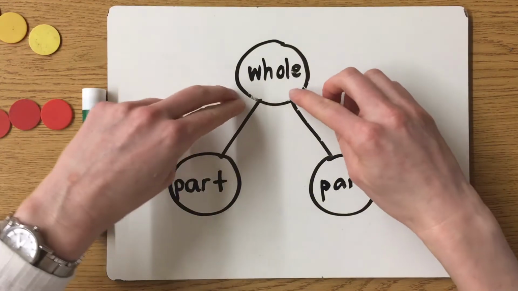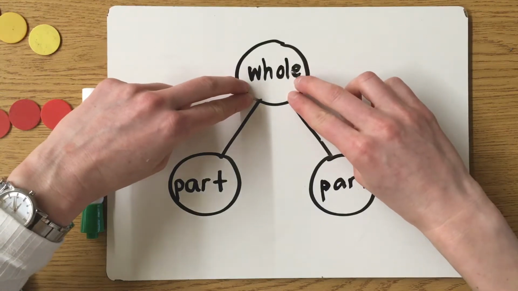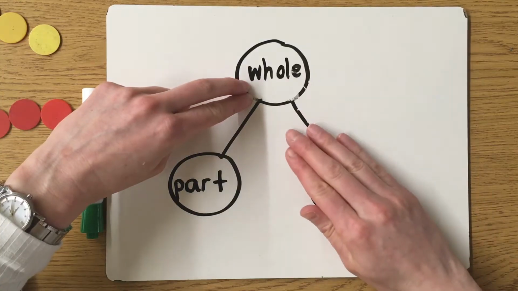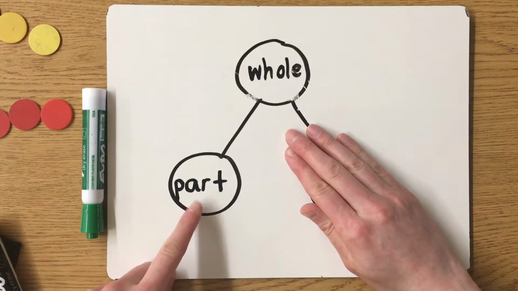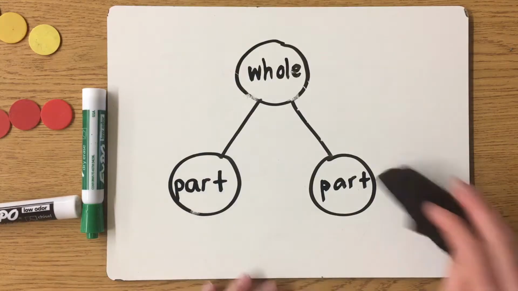The opposite is true when you take away. Repeat after me. Whole group, take away one of the parts, equals the other part. I'm going to show you what this looks like with manipulatives.